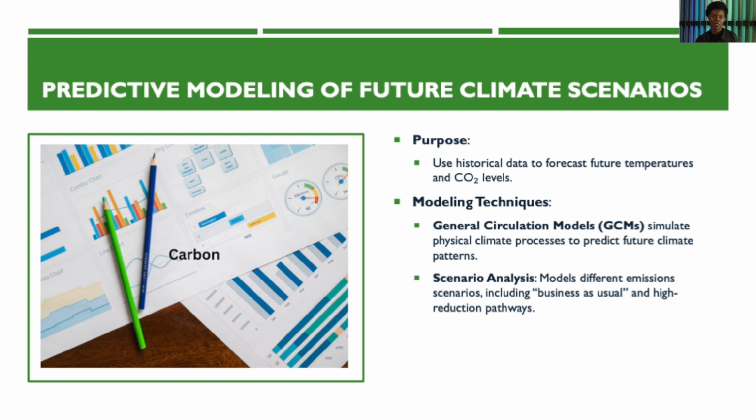To better understand what lies ahead, we use predictive modeling. By looking at historical data, scientists can create models that forecast future temperatures and CO2 levels under different scenarios. Two primary methods are used here: general circulation models, GCMs, which simulate physical climate processes, and scenario analysis, which explores possible future outcomes based on different emissions pathways.